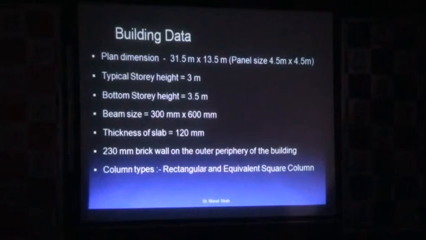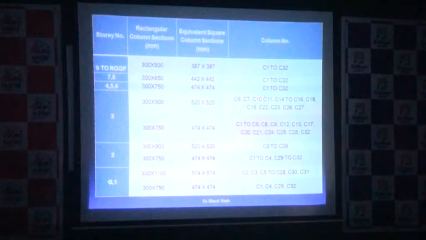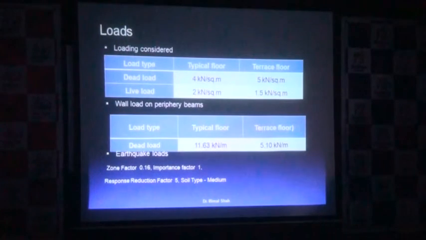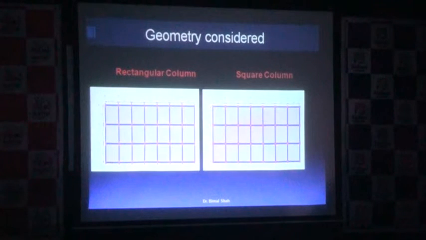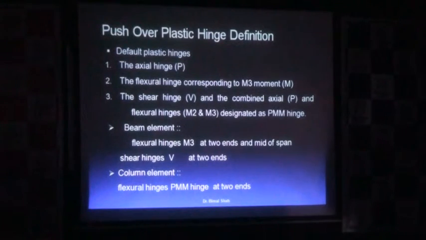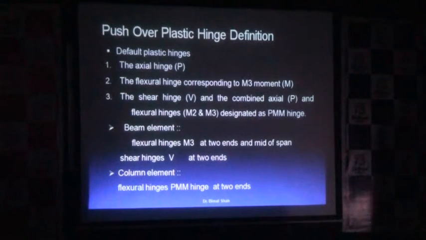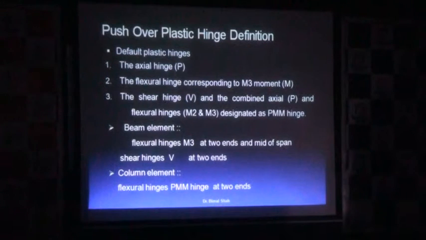And the building data was taken something like this with panel size of 4.5 by 4.5 meter, story height, and so on. These are some examples which are given, some loading, how we use the loading, and earthquake loads were given as per zone number 3 and so on, the characteristic strength, and the geometry which was considered. This is the rectangular column geometry, and as against that we had the building plan with a square column geometry, and the plastic hinges which were defined were the default plastic hinges.